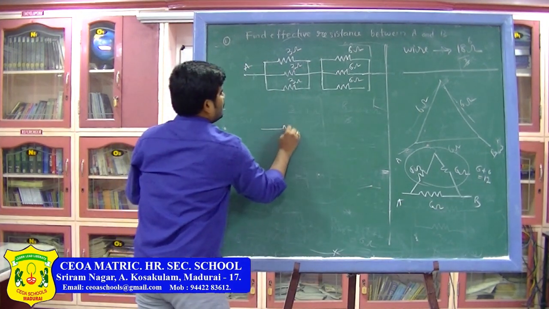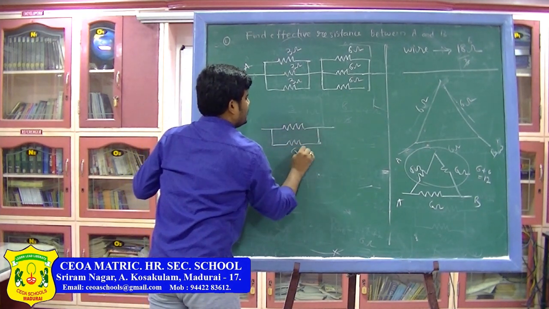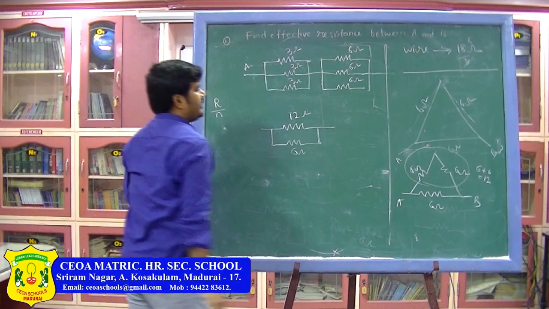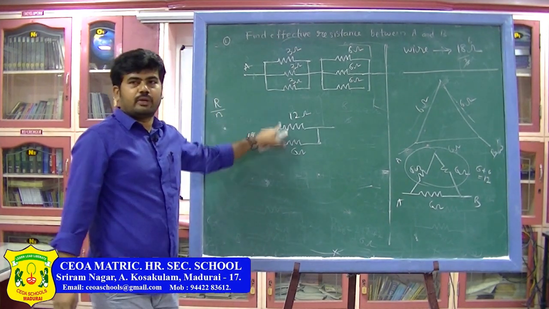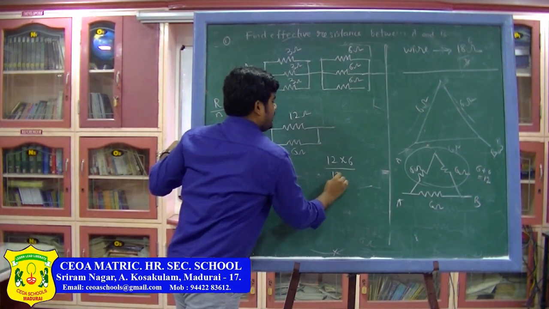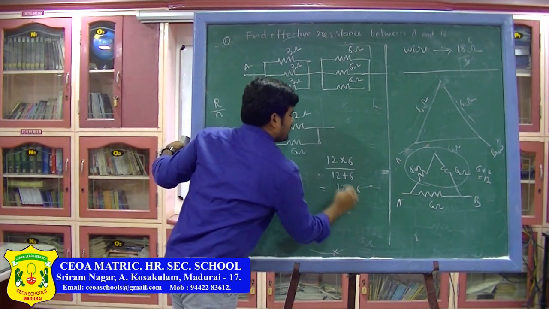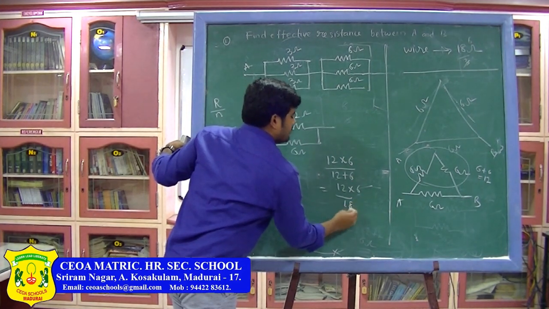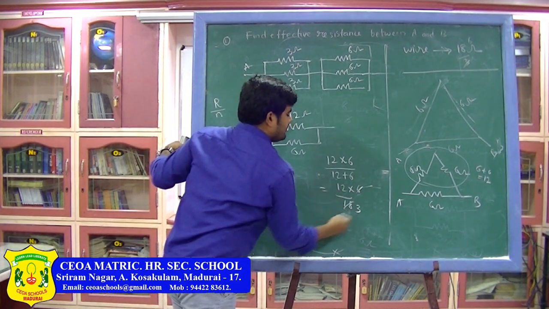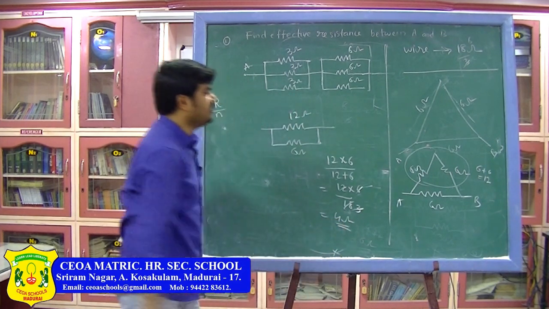So that 12 ohm is in parallel with the remaining 6 ohm, and now you can simplify the parallel combination of these two resistors by using the formula. So 12 into 6 divided by 12 plus 6, that is 12 into 6 divided by 18. So 6 ones 6, 6 threes 18, 3 ones 3, 4. So 4 ohm is the answer for this problem.